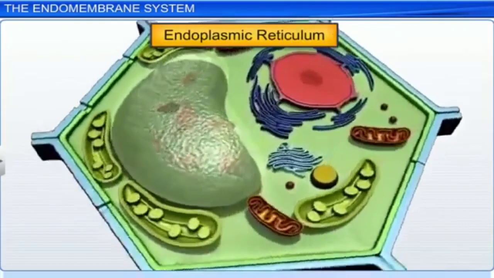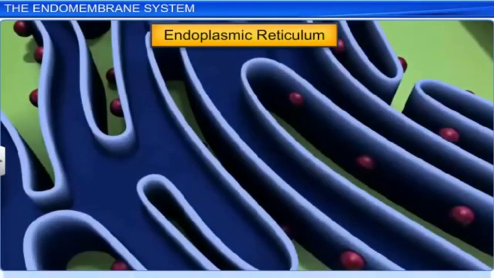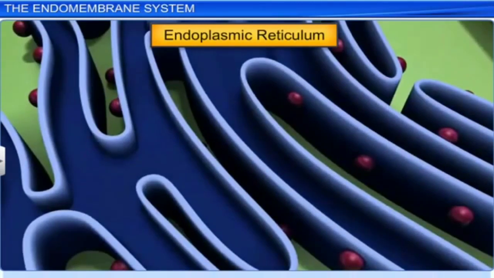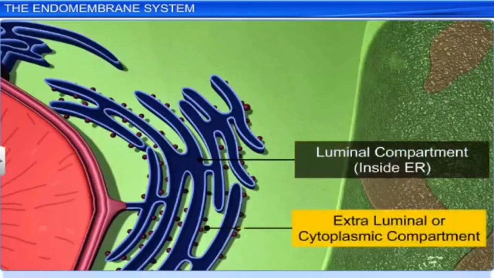Microscopic studies reveal that the endoplasmic reticulum occurs as a network or reticulum of tiny tubular structures dividing the intracellular space into two distinct compartments. The luminal compartment, which consists of the space within the folds of the endoplasmic reticulum, and the extraluminal compartment, which consists of the cytoplasm that lies outside the folds.